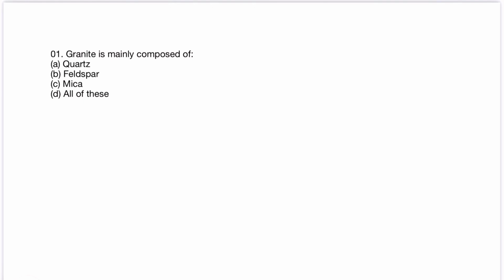Granite is mainly composed of: option A, quartz; option B, feldspar; option C, mica; option D, all of the above. The correct answer of this question is option D, all of the above. Generally, granite is an igneous rock that predominantly contains quartz, feldspar and mica, all three of which contribute to its strength and durability. So the correct option is option D, that is all of the above.